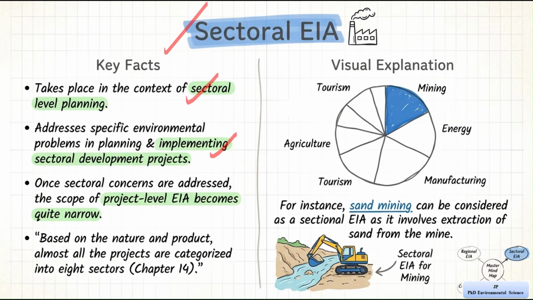Now here you can see the pie chart. This pie chart shows different sectors. One sector is mining. So in this sectoral EIA, for example, you will be studying the mining sector. Sectoral EIA studies only this part. Like over here you are studying sand mining, so this is part of the mining sector. So we will do sectoral EIA for mining, and in this you will study impacts like river damage, soil erosion, water pollution.